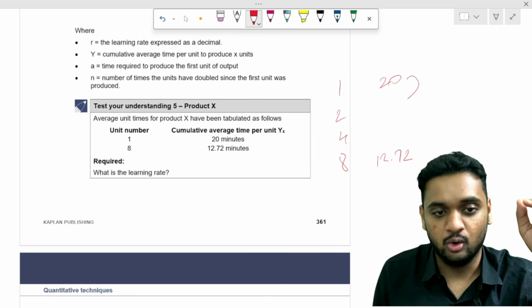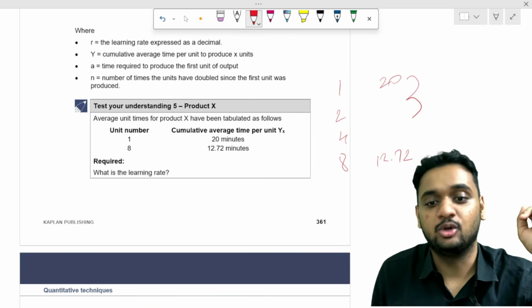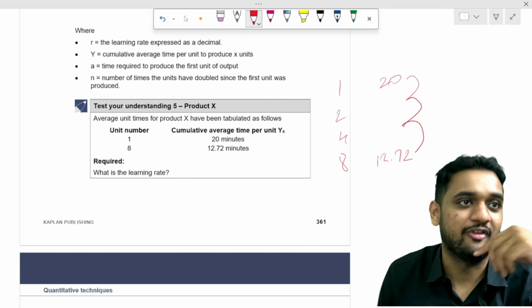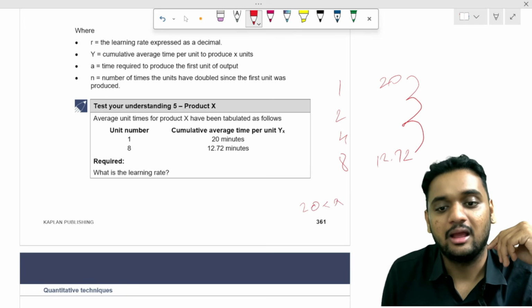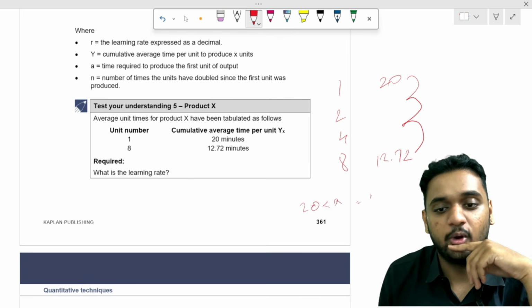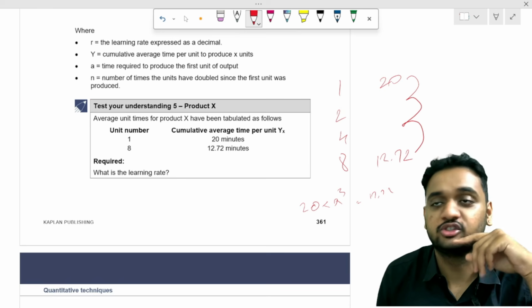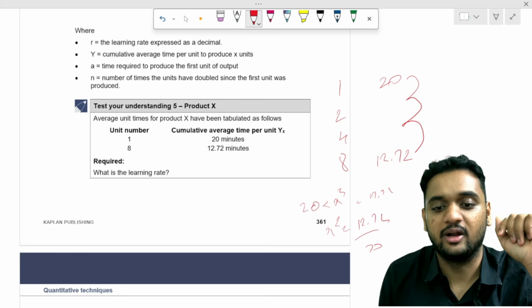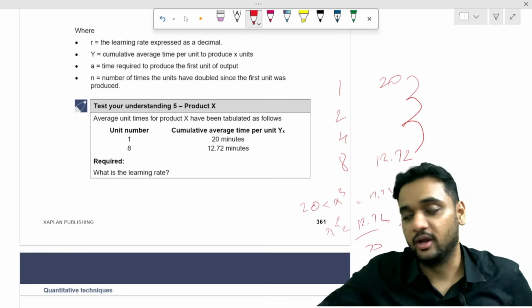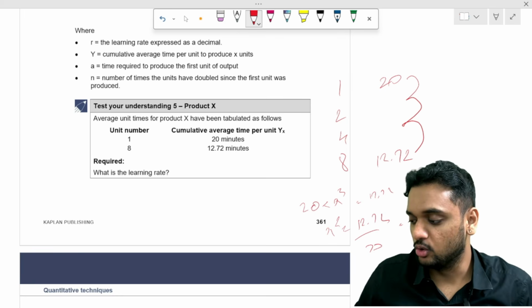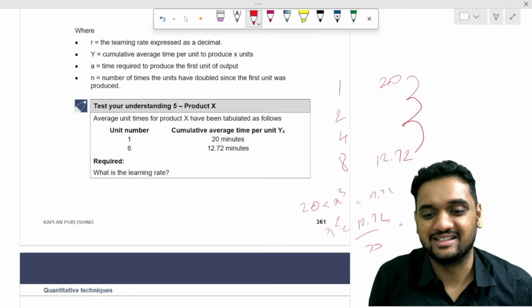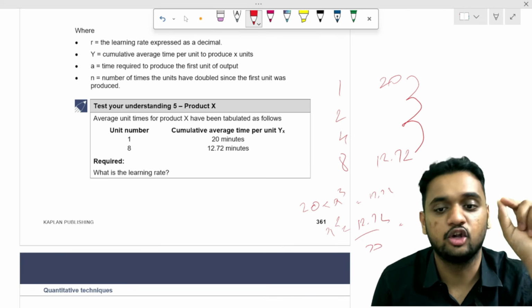So 20 into x into x into x will give you what? The x is what you have to find out. So 20 into x cube will give you 12.72. x cube will be 12.72 divided by 20. What are you getting? 0.636. So x cube is equal to 0.636.